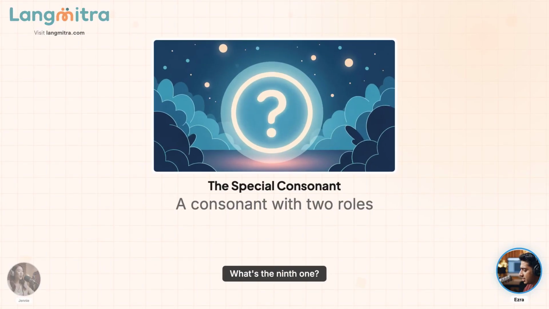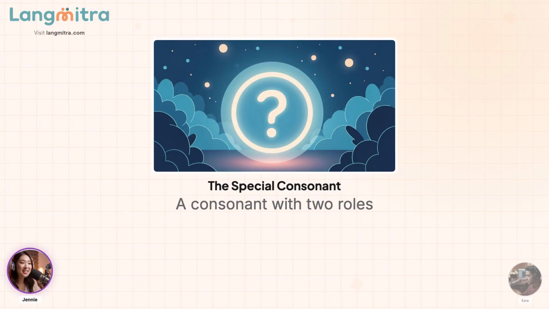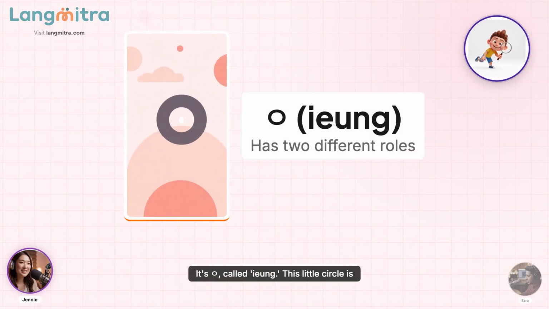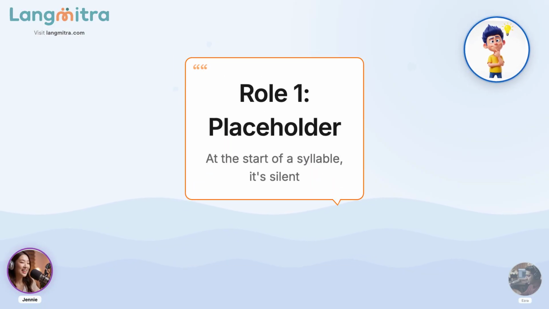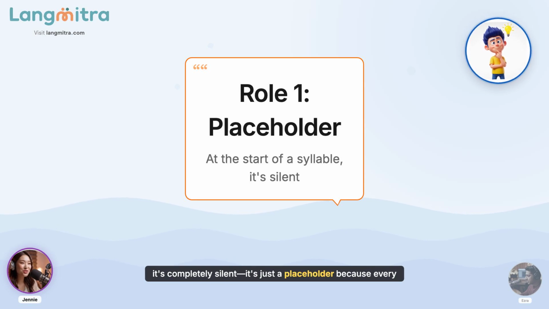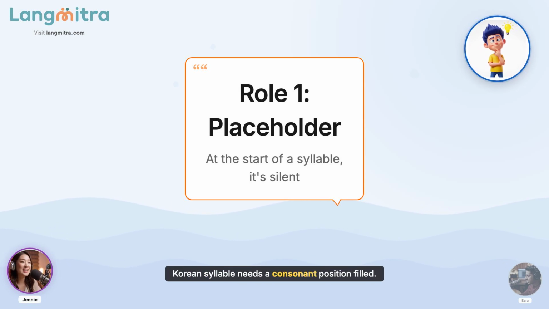Okay, that's 8. What's the 9th one? Ah, this is special. It's called iung. This little circle is fascinating because it has 2 roles. When it's at the beginning of a syllable, it's completely silent. It's just a placeholder because every Korean syllable needs a consonant position filled.